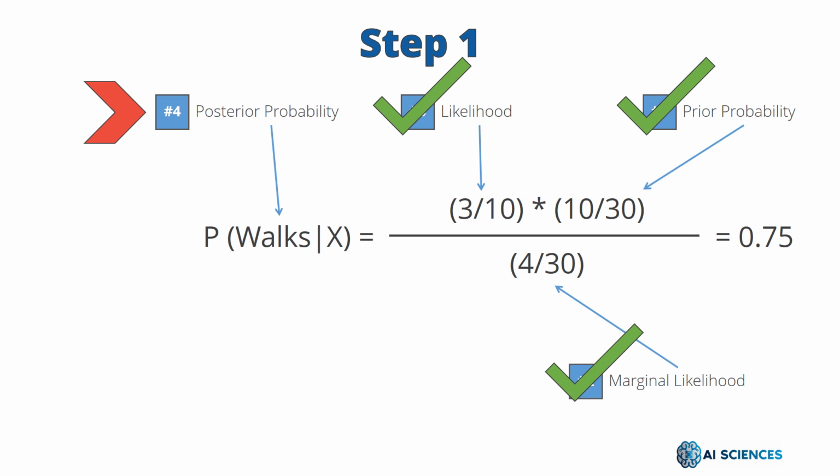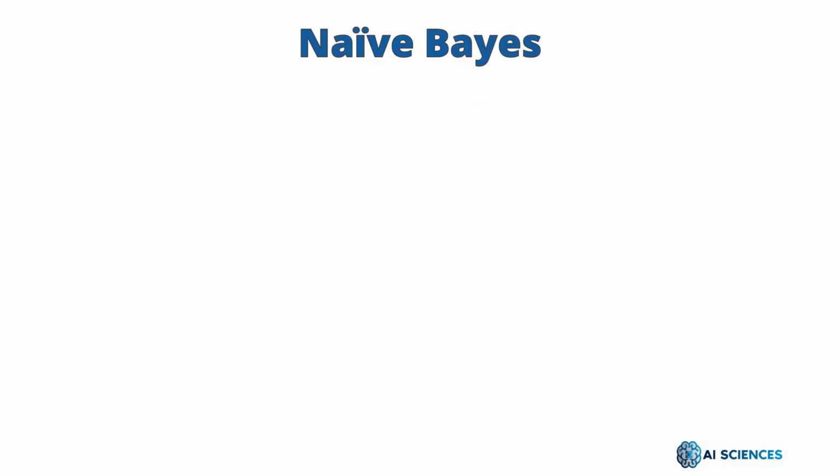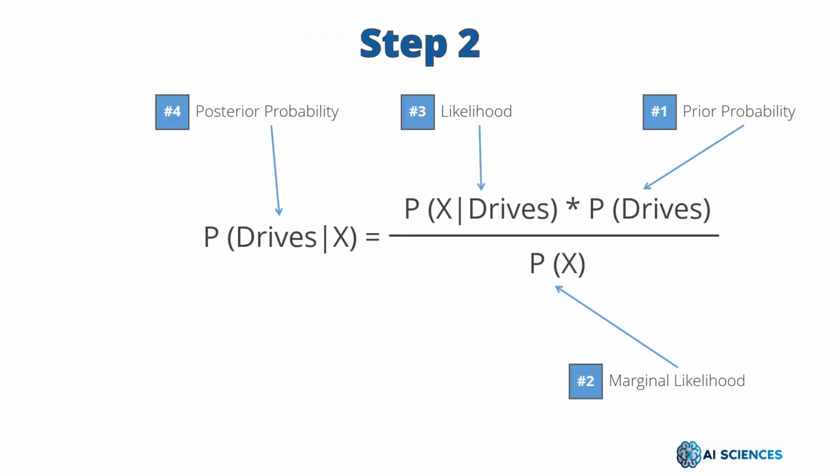That means 75%. So the probability of a person walks to office given the features is equal to 75%. So step 1 is done. In step 2, we will do the same that we did in the first step, but this time we are going to consider the person who drives to office.